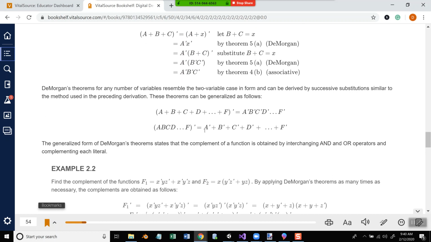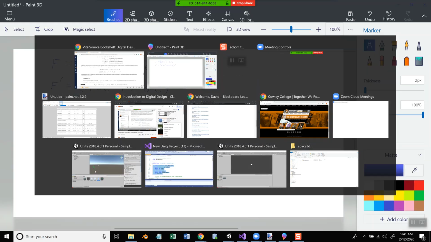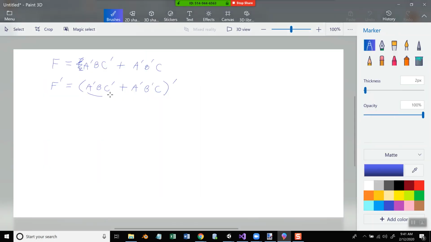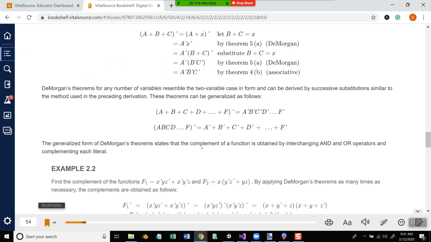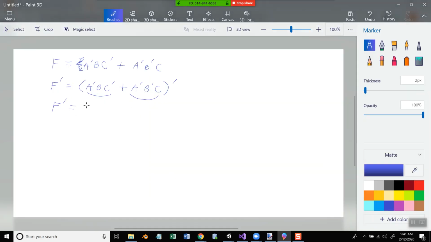Okay, so up here, these two summarize them. If you have things added together and you're doing a prime on it, then you take the prime of each one and change it to multiplication. Now in here, we have something times something else, and then we're taking the prime of it. So from that rule right here, addition becomes multiplication. You just take prime of each one. So we're going to have a prime b c prime prime, a prime b prime c prime.